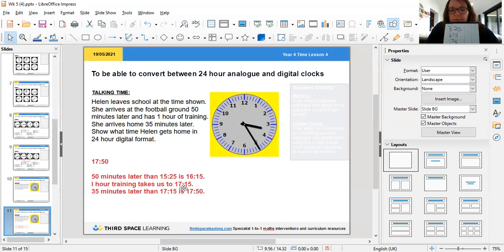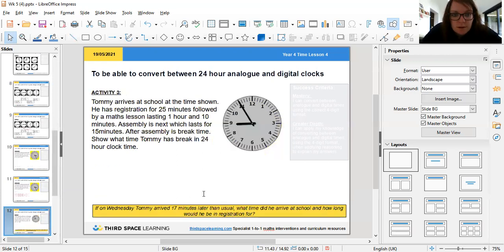35 minutes later is 5:15 and then 10 to 6. Okay, so it's just about breaking it down into tiny little steps. Okay. Then, so don't panic. There's some word problems to do. I'm going to leave that one on the end.